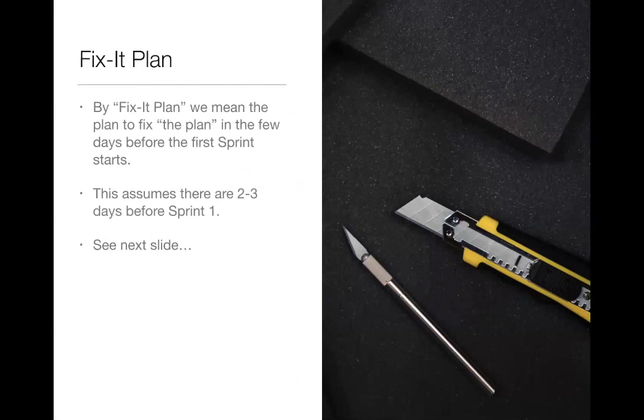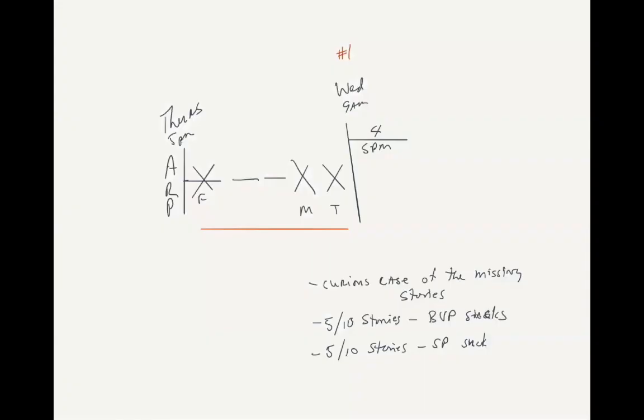The fix-it plan. So here we want to identify the few things that we can do in the next couple of days before sprint 1 starts. So in my example here, the ARP ends on Thursday at 5 p.m. We've got Friday, we've got Monday, we've got Tuesday. Then finally the first sprint starts with the sprint planning meeting at 9 a.m. on Wednesday. So we've got 3 business days, and maybe a weekend, but really the 3 business days to do several things.